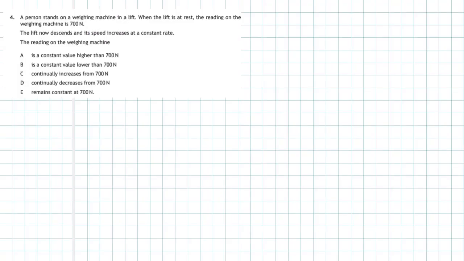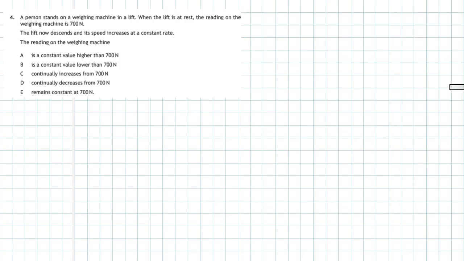Question 4 from Section 1 of the 2018 Higher Physics exam. A person stands on a weighing machine in a lift. When the lift is at rest, the reading on the weighing machine is 700 newtons. The lift now descends and its speed increases at a constant rate. We're asked to find which one of the following five statements is correct.